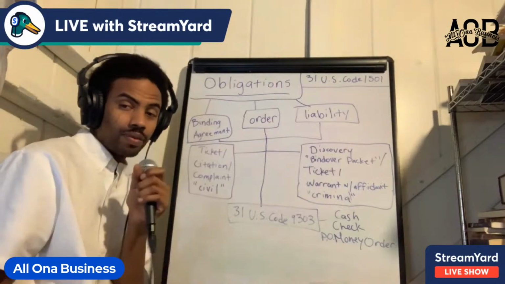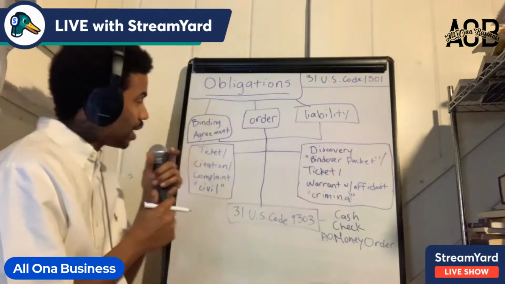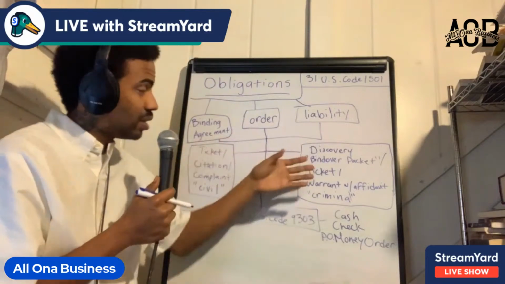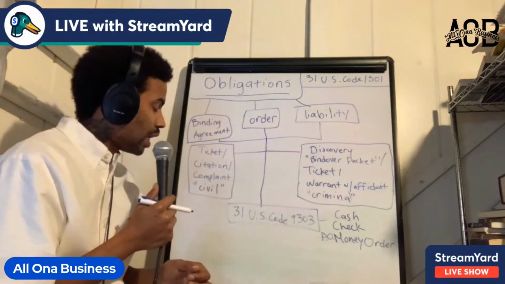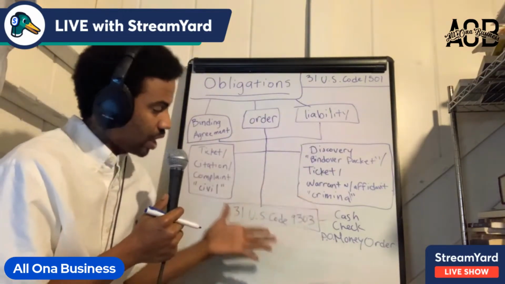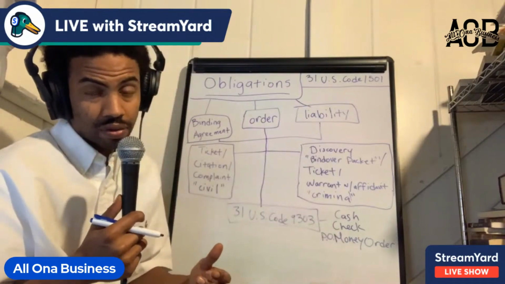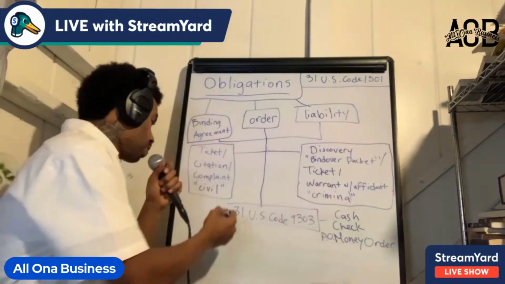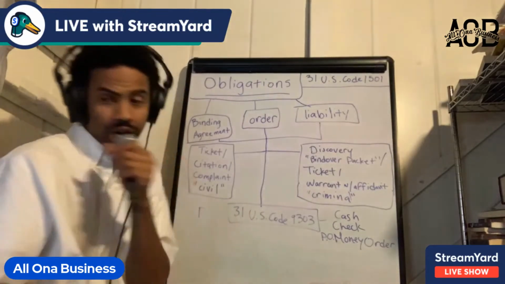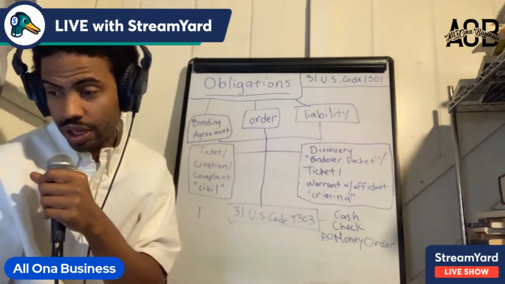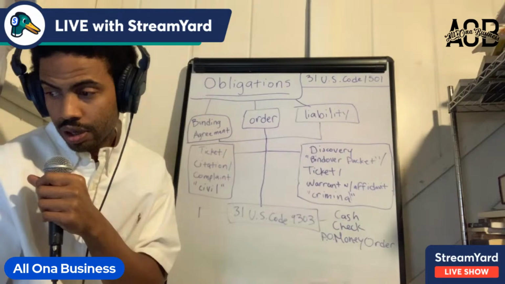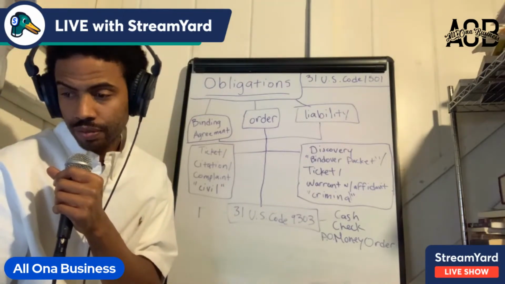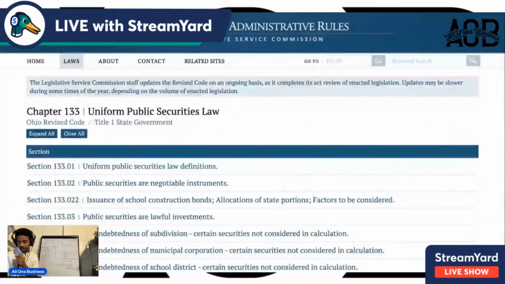So now we know that obligations are binding agreements, orders, liabilities, which are tickets, citations, complaints, etc. And you could use these instruments as cash, checks, money orders. Follow me. You want an example? I'll prove it further. We'll take you to another example. I want to bring you to a state law to further prove the federal law. So let's go to these state laws of Ohio.